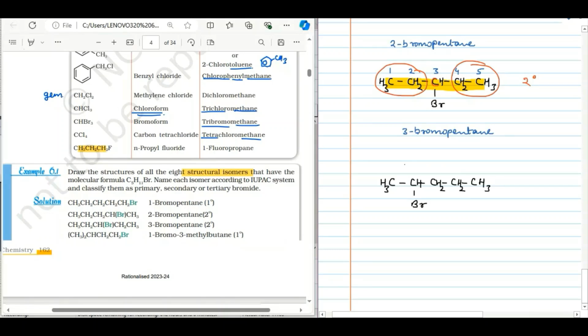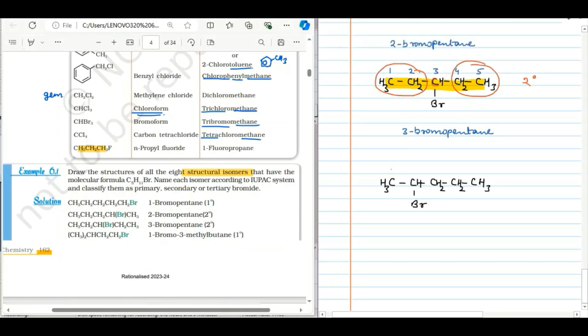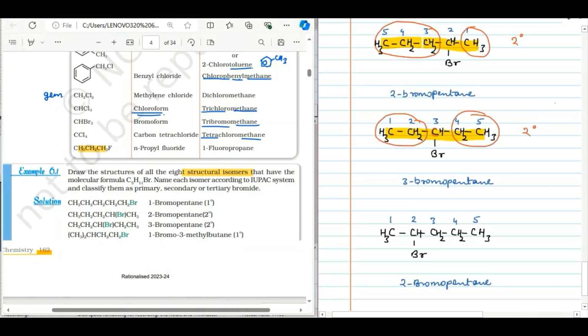So this is a 5 carbon long chain, and when you number this chain, you will number it from the left direction: 1, 2, 3, 4 and 5. So the name of this molecule will be 2-bromopentane. We have already drawn the structure of 2-bromopentane.